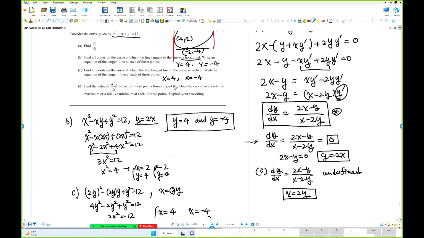We find this one in the second round, right? To find the line of tangent, we take a derivative, okay? That's fine. Okay, right: does the curve have a relative maximum or relative minimum at each point? Give your reasoning.